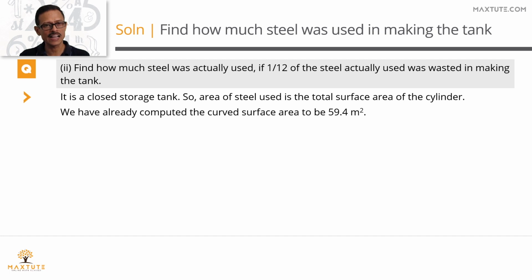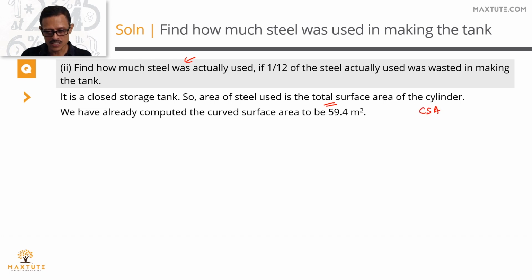Find how much steel was actually used. If 1/12 of the steel actually used was wasted in making, we need to find the steel actually used. Let's first get around to understanding how much steel got converted. What went into making this storage tank? The area that was made into the storage tank would have been nothing but the total surface area of the cylinder. What all does that comprise?